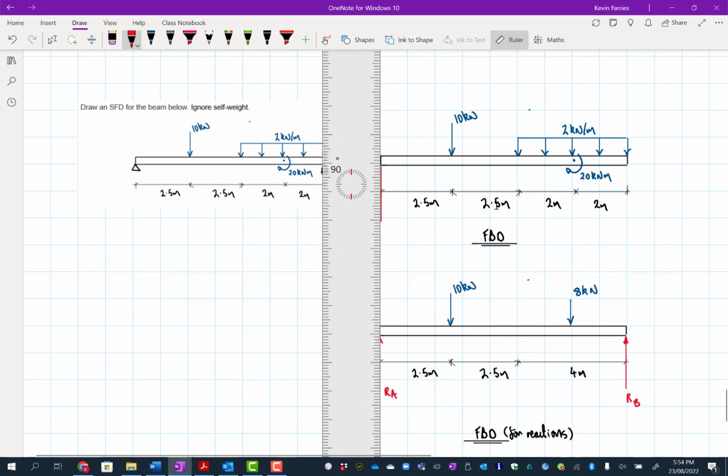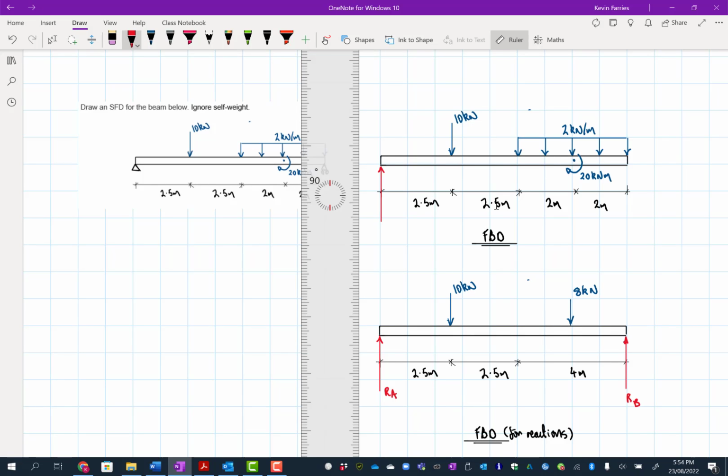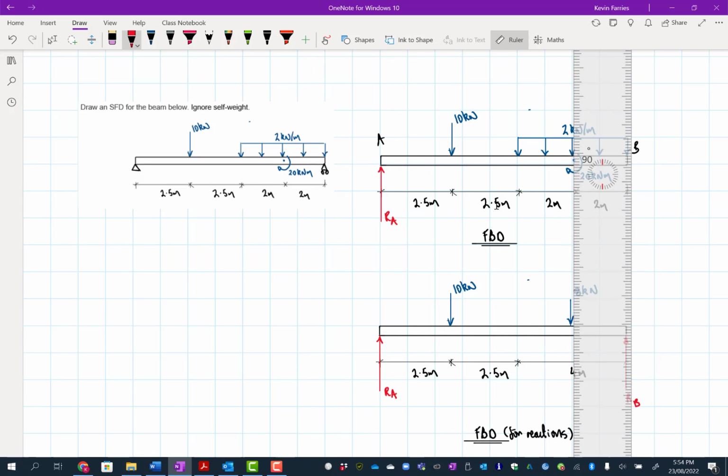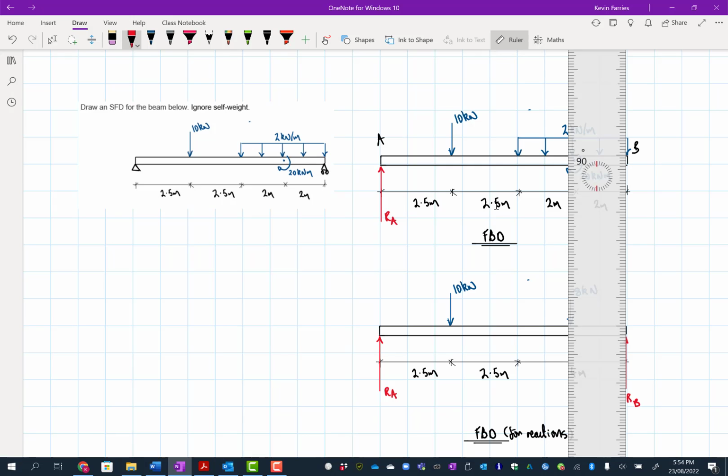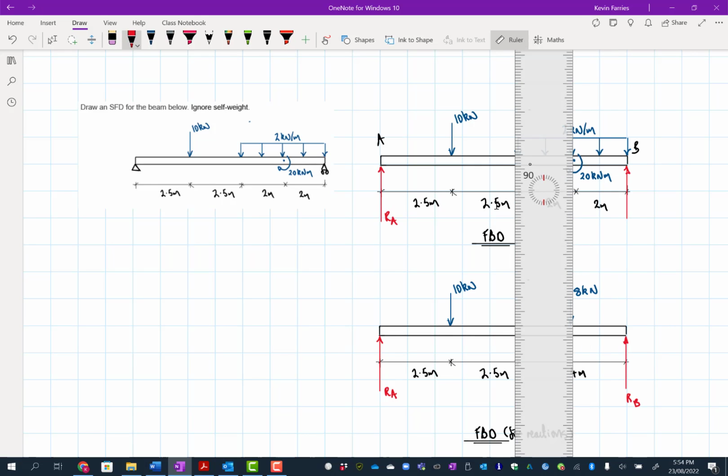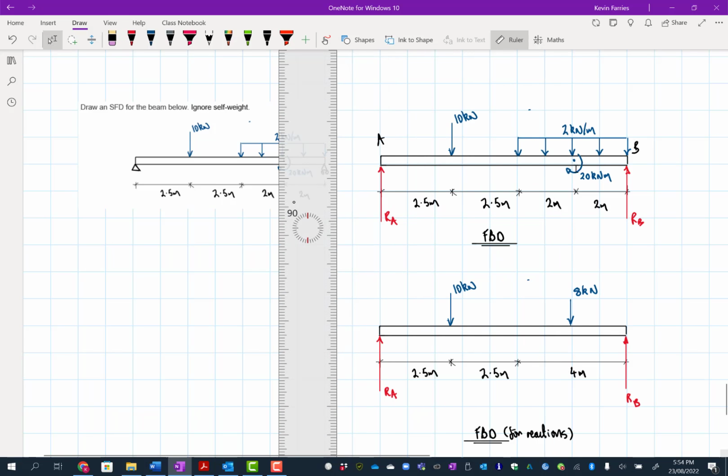So I'm going to put, we'll call this A and B. We'll have reaction at A, reaction at B. I'm assuming they're both upwards. All my forces are downwards, so that would suggest that the reactions will be upwards to balance them. But when you get concentrated moments like this, pure moments, couple, whatever you want to call them, that can sometimes be enough to switch one of these to being negative.